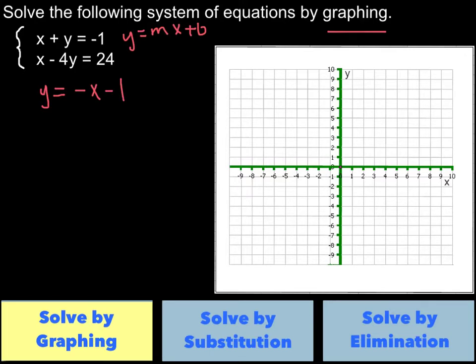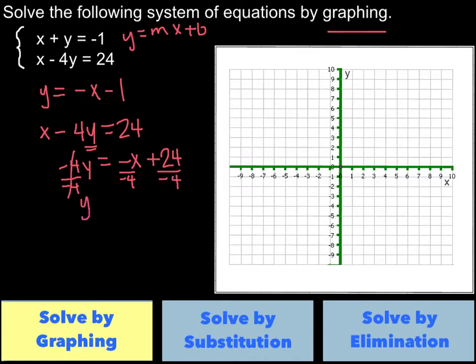And then the second line, I need to move x over. I'm going to have to write this one out. Let's see, x minus 4y equals 24. So I need to get y all by itself over here. So I need to move the x over. So I have negative 4y equals negative x and a positive 24. And then to get y alone, I need to divide by negative 4 everywhere.